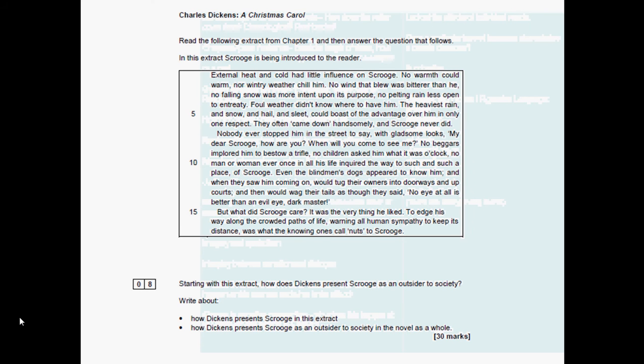Let's look at questions, shall we? At the bottom, starting with this extract: how does Dickens present Scrooge as an outsider to society? Write about how Dickens presents him in this extract and then in the whole novel. So you can see exactly the same as Shakespeare in terms of section A. So our planning will be exactly the same.